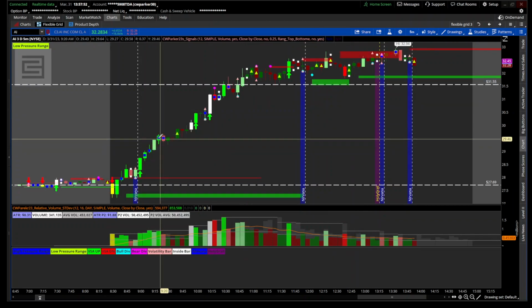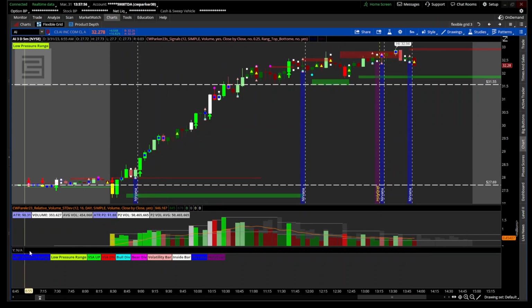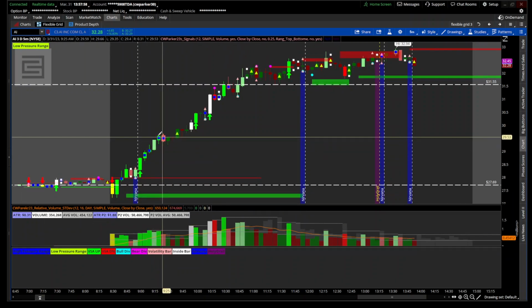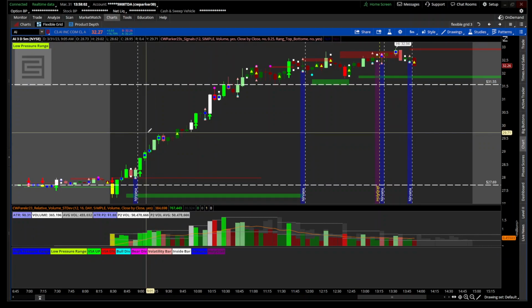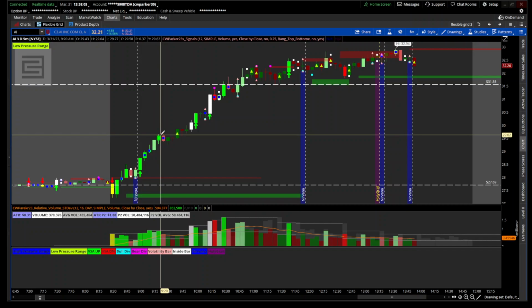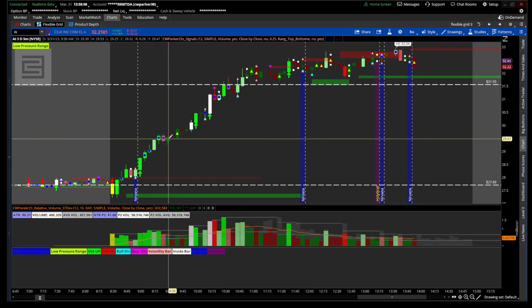Same situation with the high pressure ranges right here. These blue boxes are telling us that these are areas of high pressure, and the stock is trying to move up, but it can't. So it could be signaling that the sellers are in this area right here, and you may want to get out, especially if it's at the top of a range.